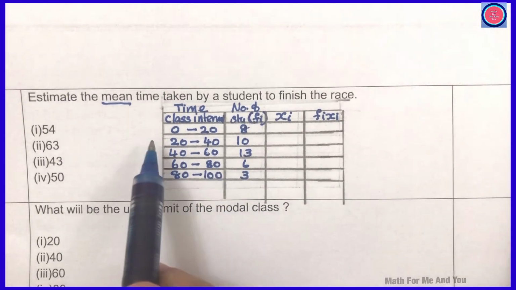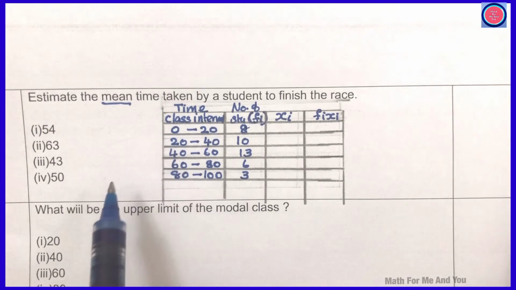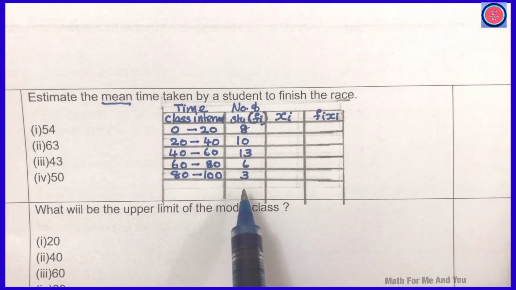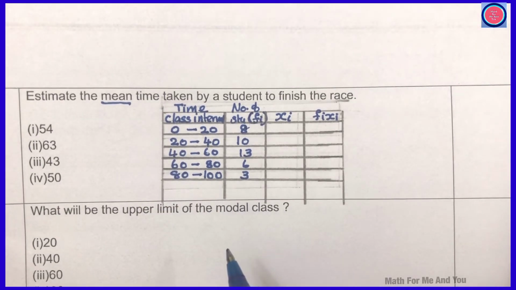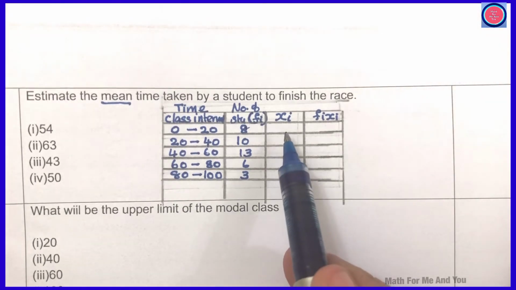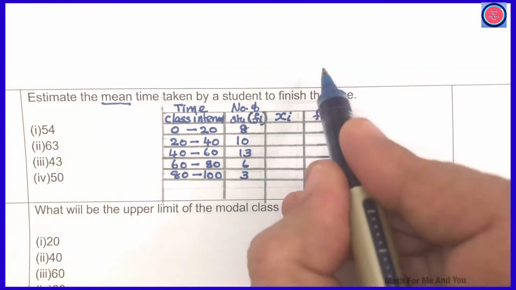And we can find the frequency, total frequency also. Total frequency we can write sigma f. And then xi, each class midpoint.